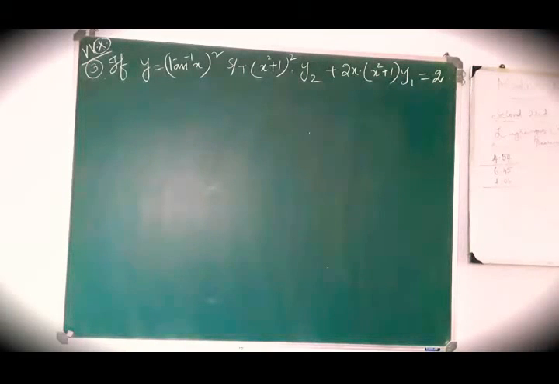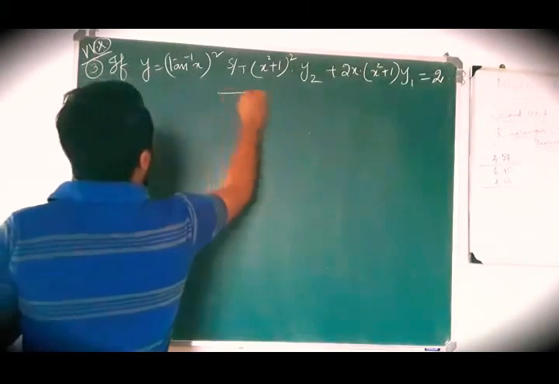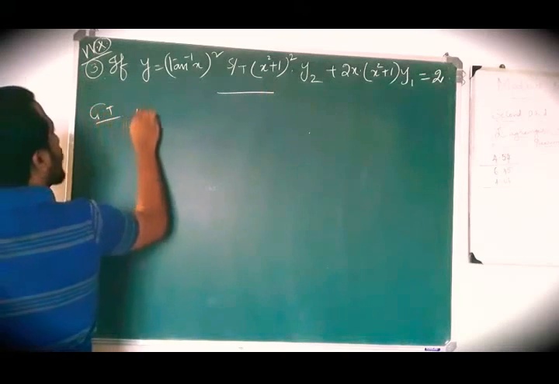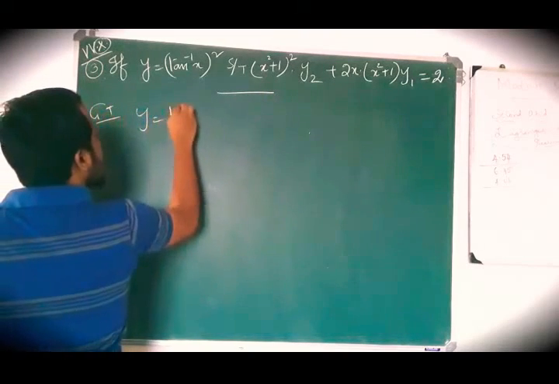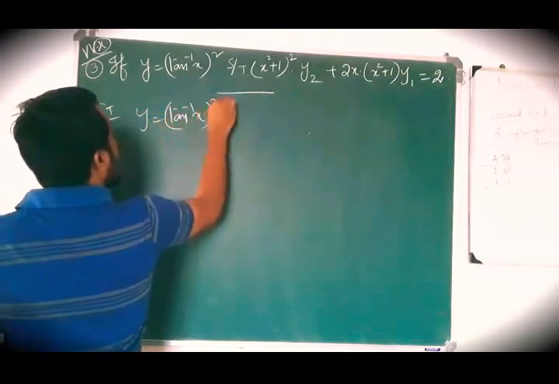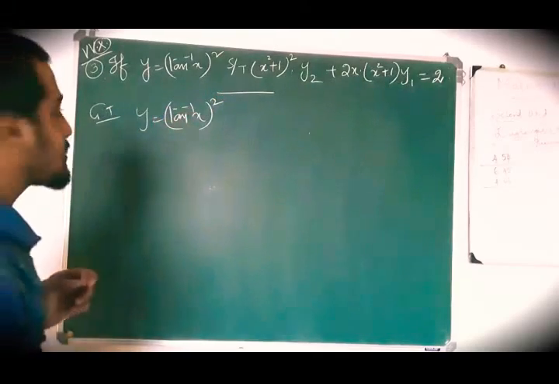Before discussing this problem, first of all I will clear what is y2 and y1. y2 is nothing but second order derivative, that is d square y by dx square or y double dash, and y1 is nothing but dy by dx or nothing but y dash. Let us discuss. First, given that y is equal to tan inverse x the whole square.